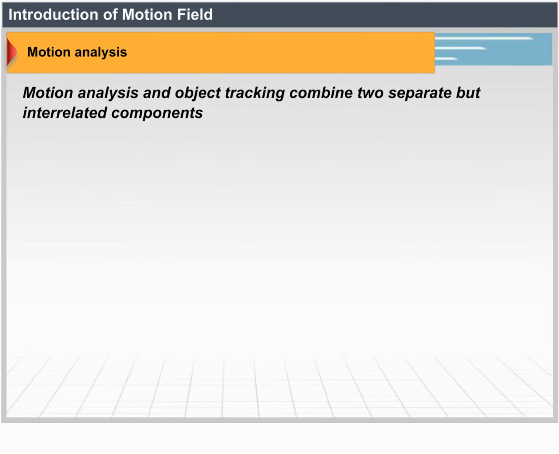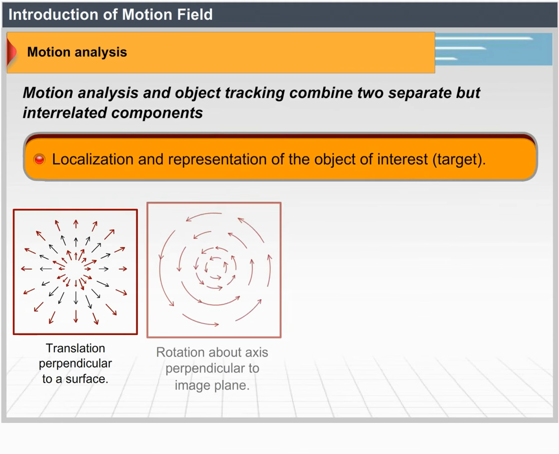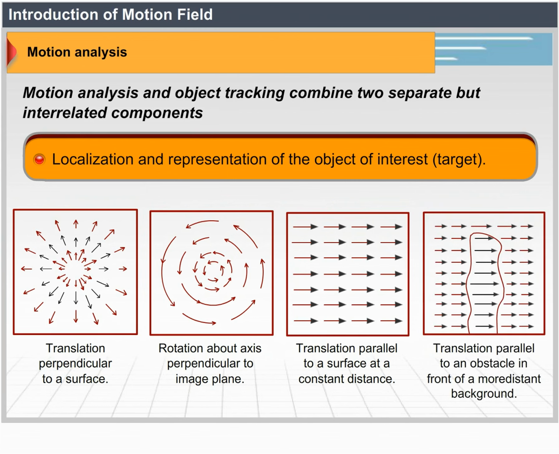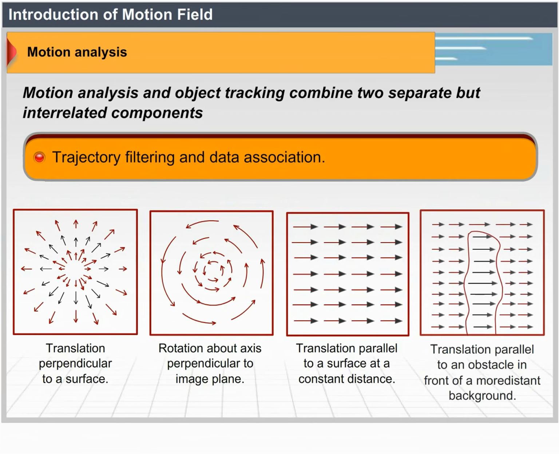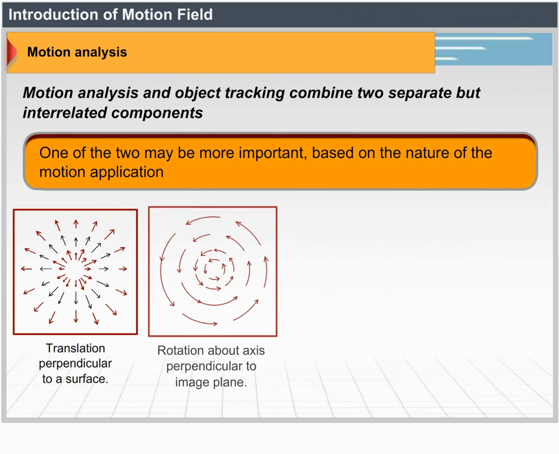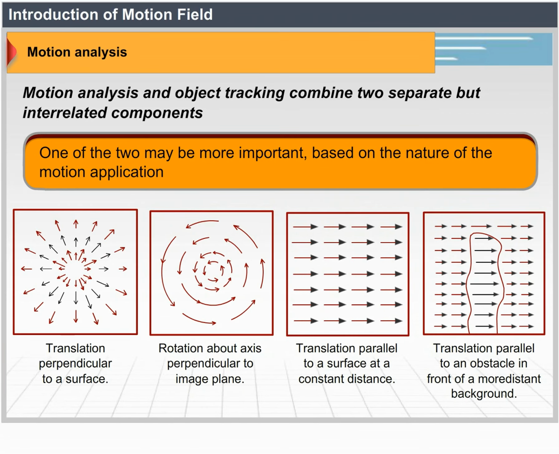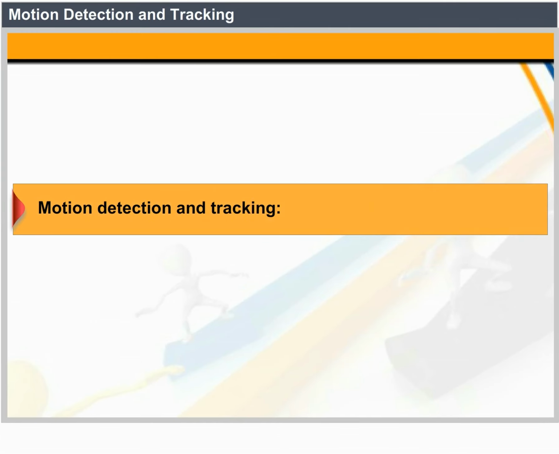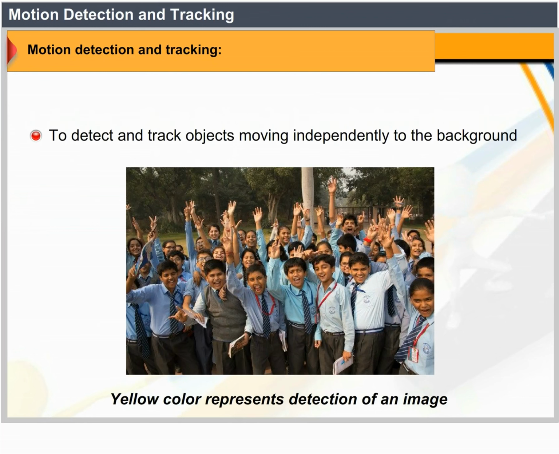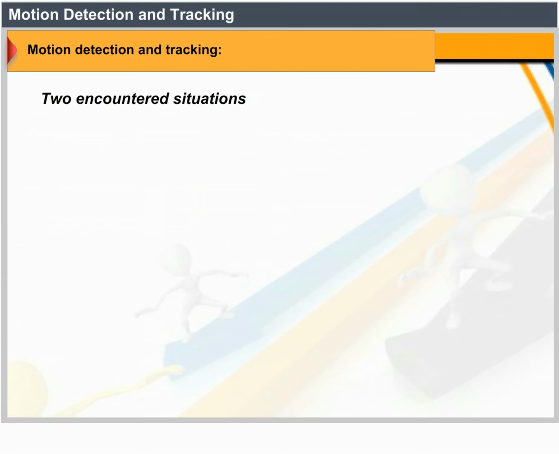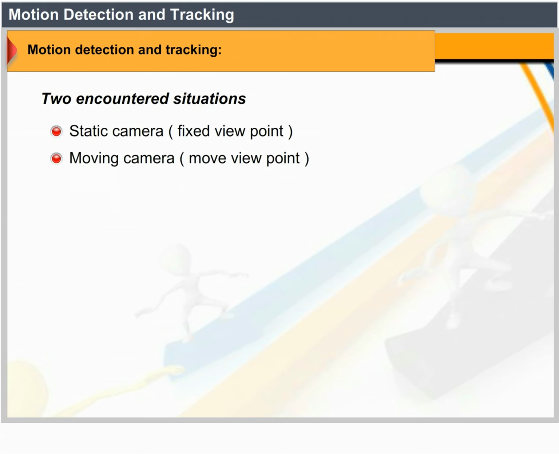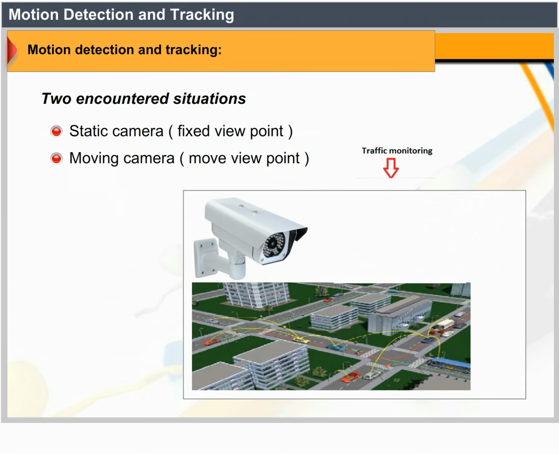Motion analysis and object tracking combine two separate but interrelated components: localization and representation of the object of interest, target, and trajectory filtering and data association. One or the other may be more important based on the nature of the motion application. Motion detection and tracking. To detect and track objects moving independently to the background. Two situations encountered are static camera, fixed viewpoint, and moving camera, moving viewpoint.